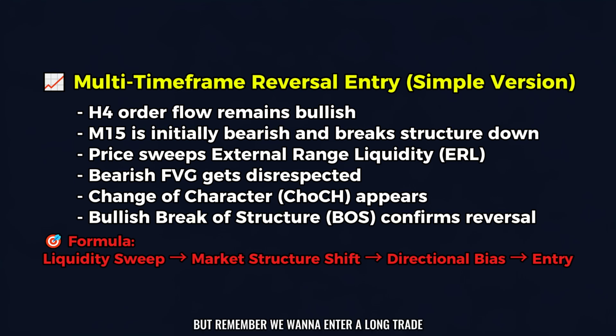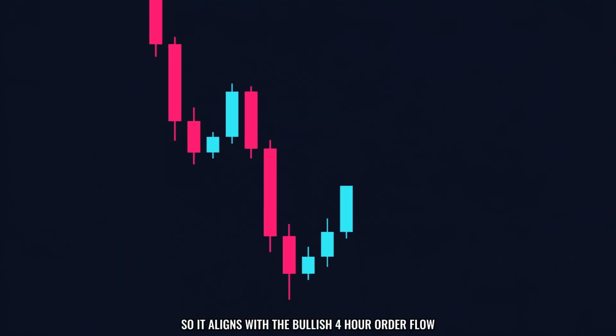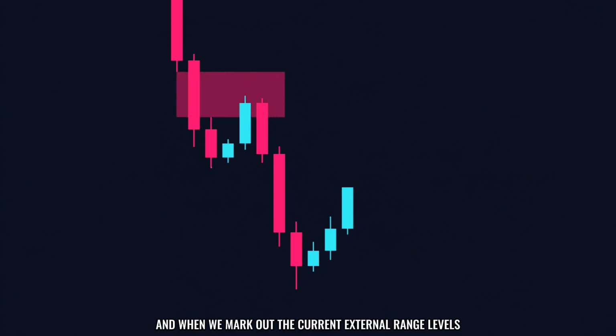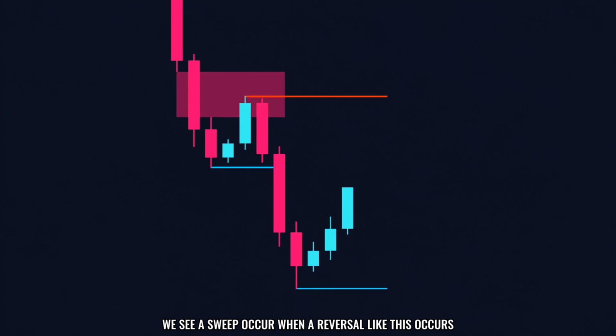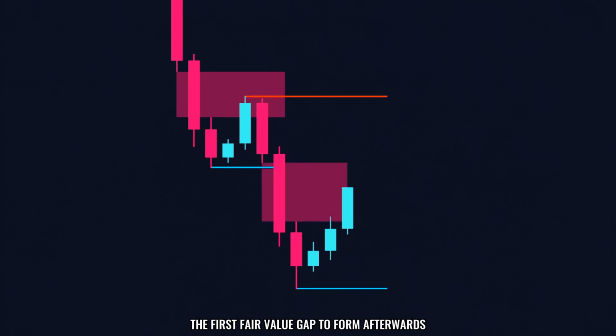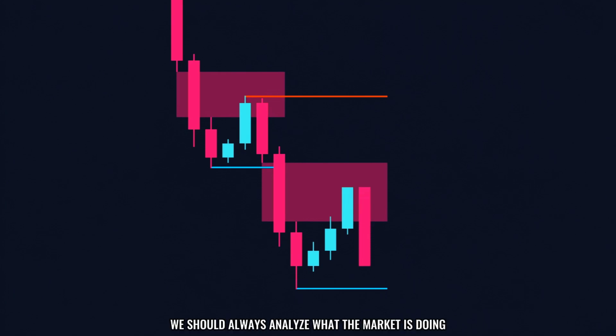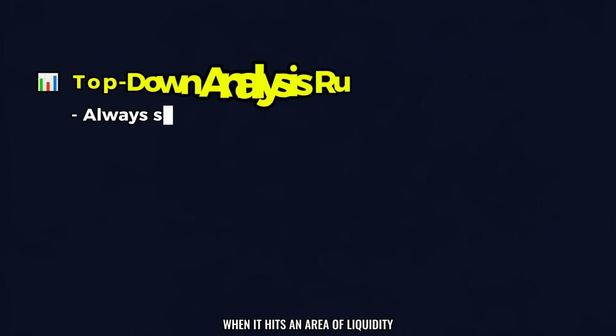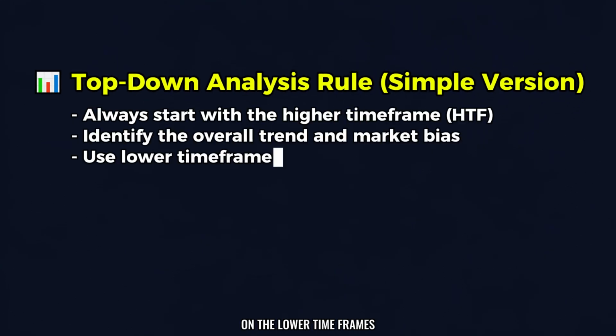But remember, we want to enter a long trade. So what we are looking for is a reversal on this 15-minute time frame, so it aligns with the bullish 4-hour order flow. And when we mark out the current external range levels, we see a sweep occur. When a reversal like this occurs, the first fair value gap to form afterwards. The key takeaway here is that we should always analyze what the market is doing on the largest time frames first, because this will give us an idea of how we can expect the price to behave when it hits an area of liquidity on the lower time frames.